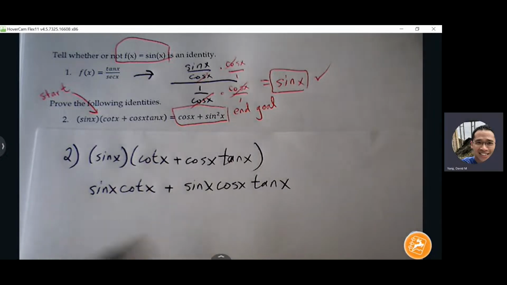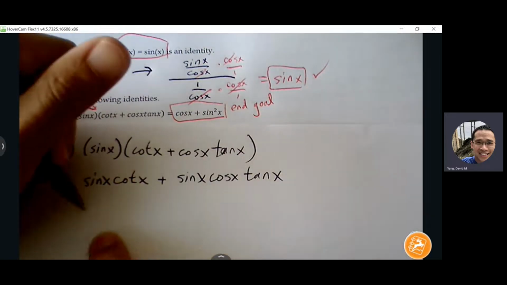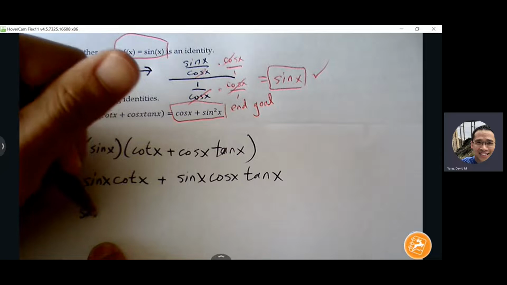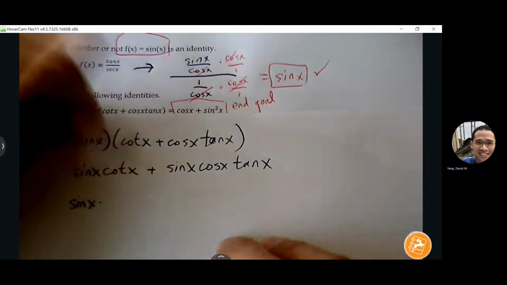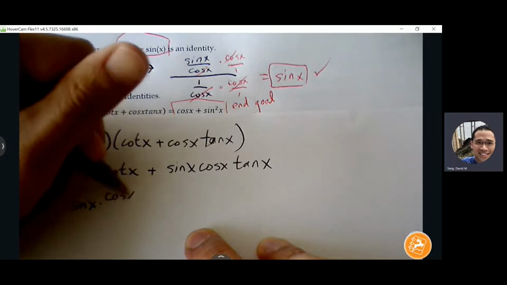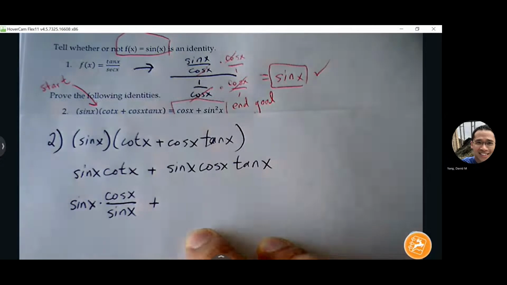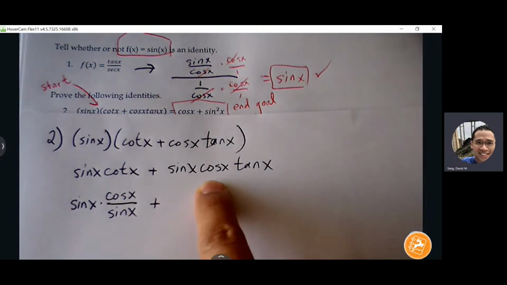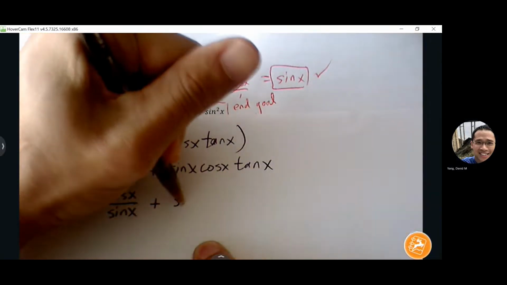Get everything in terms of what? Sine and cosine, right? That way we can match the parts a little bit easier. So I'm going to get that cotangent to show me a different version. Cotangent can be written as cosine over sine. Sine and cosine I can't do much with, I'll leave those alone. But tangent I can rewrite as sine over cosine.